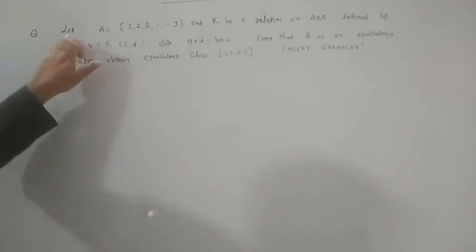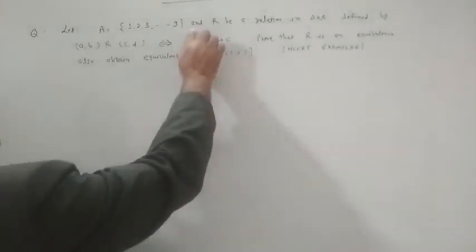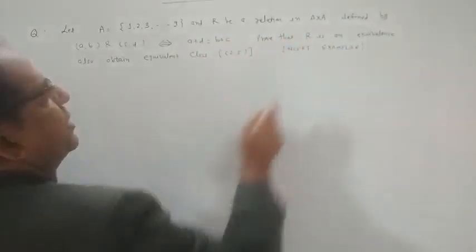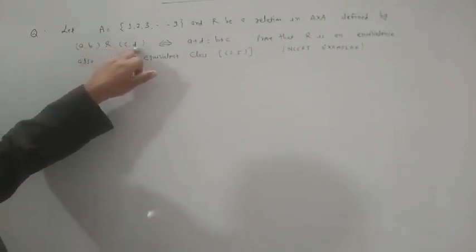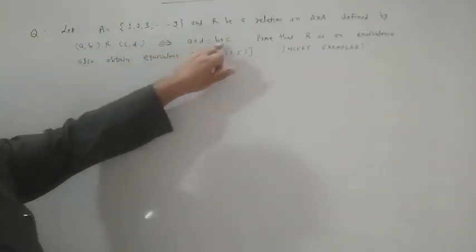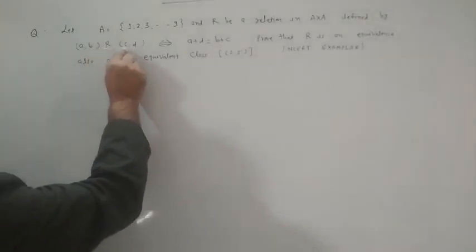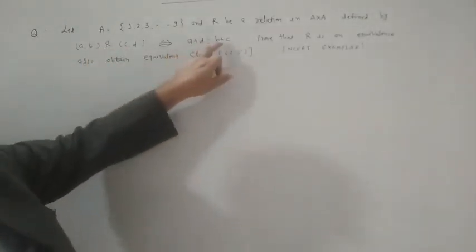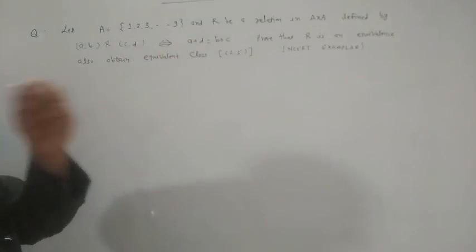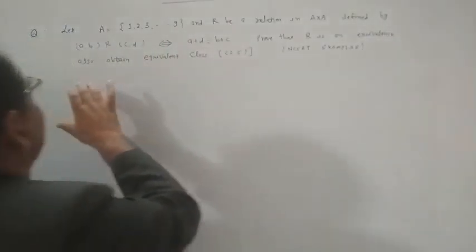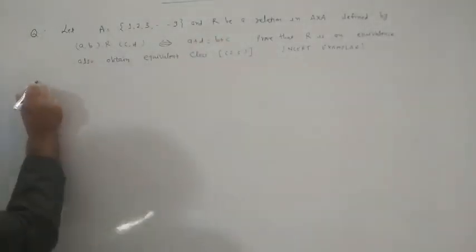Okay. So the question is: let A equal to 1, 2, 3 up to 9 be a set and R be a relation defined on A cross A, defined by the pair (a, b) related to the ordered pair (c, d) if and only if a plus d equal to b plus c. This means if the pair (a, b) is related to the pair (c, d), then a plus d equal to b plus c, and if a plus d equal to b plus c, then we can write (a, b) related to (c, d). Prove that R is an equivalence relation. Also obtain the equivalence class for the pair (2, 5). Solve.